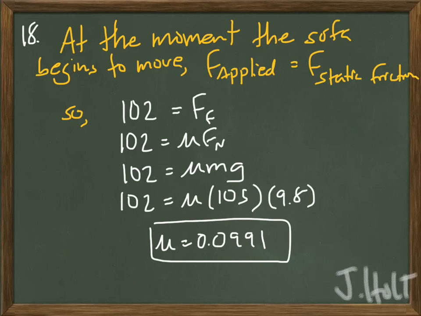Sometimes it's more useful to just write the force of friction as mu times the normal force, and sometimes it's more useful to write it as mu mg. But it's essentially the same thing. Again, we see that our answer, the coefficient of friction, does not have units.